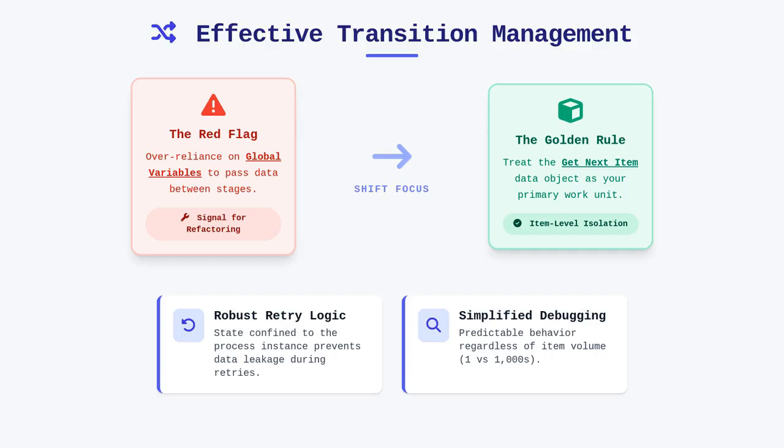By focusing on these transactional building blocks, you ensure that your automation can handle thousands of items with the same predictability as when it handles just one.